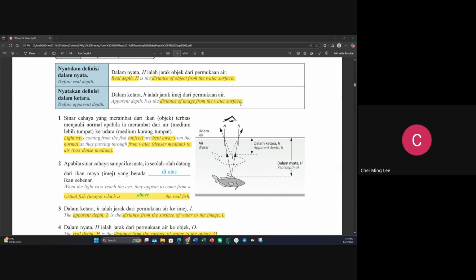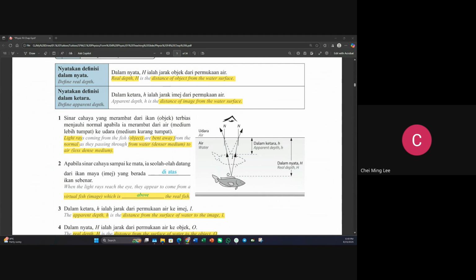What is called real depth? Real depth, H, is the distance of the object from the water surface. Apparent depth is the distance of your image from the water surface. Normally, when you look at an object in water with your eyes, you will find that it looks a bit more shallow, a bit nearer. The depth appears lower, but actually it's going deeper.